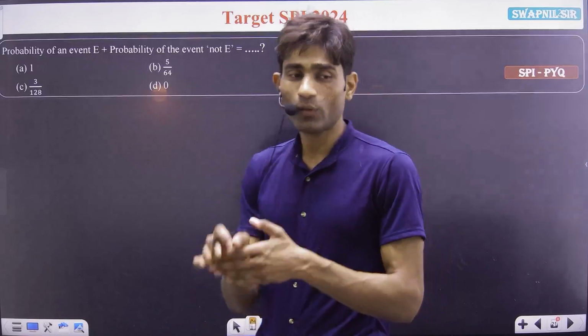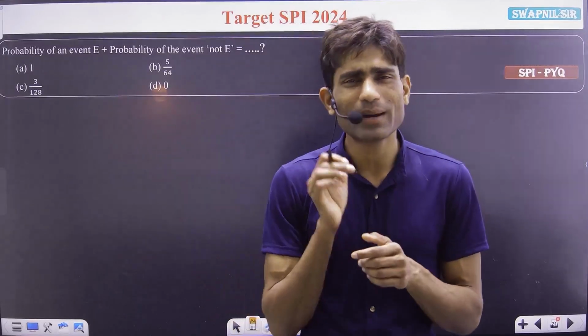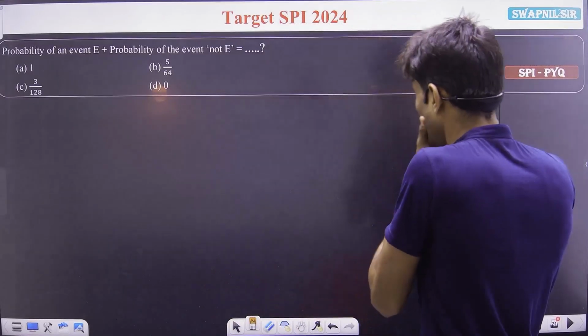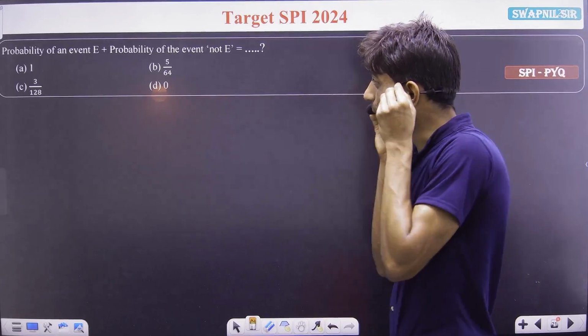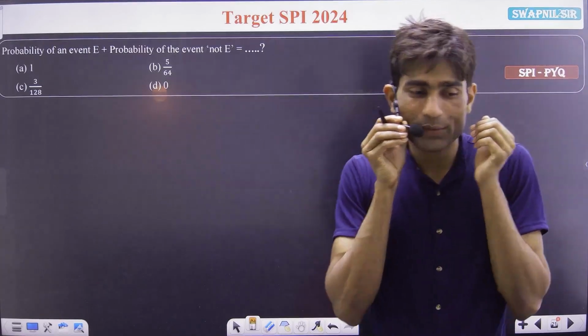Now the first example I have taken here. These are some basic examples and basic properties that you need to understand.